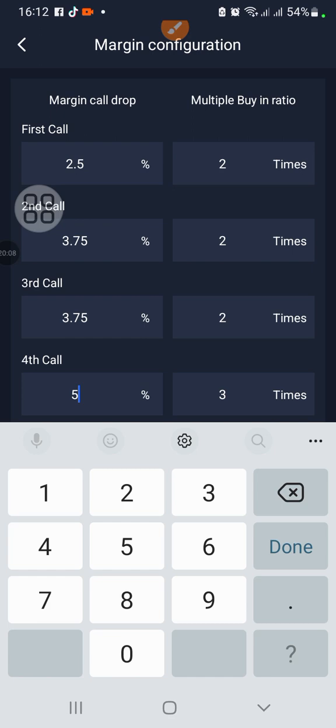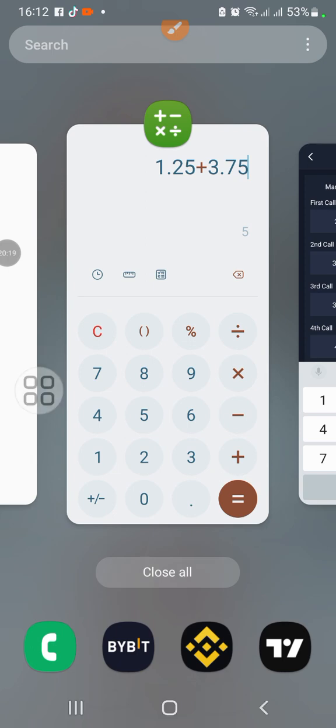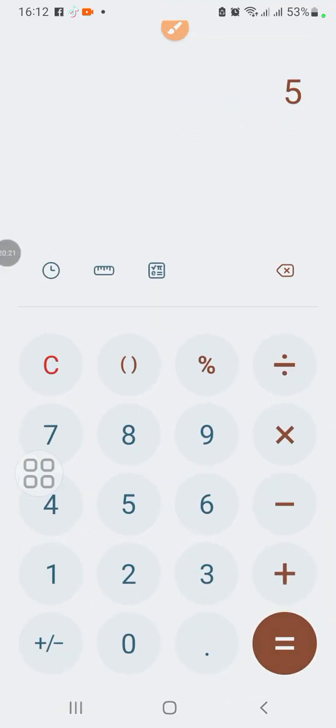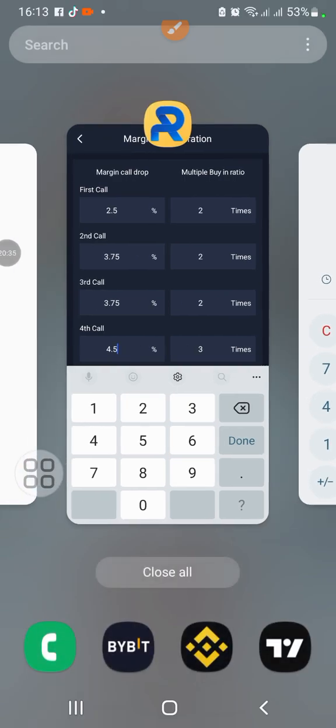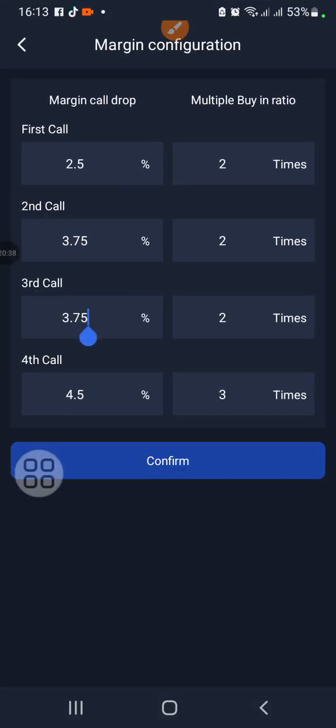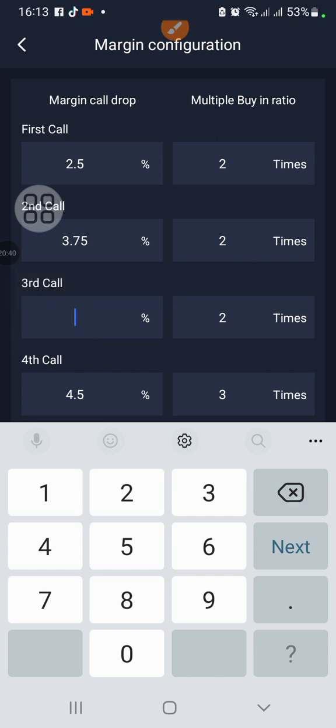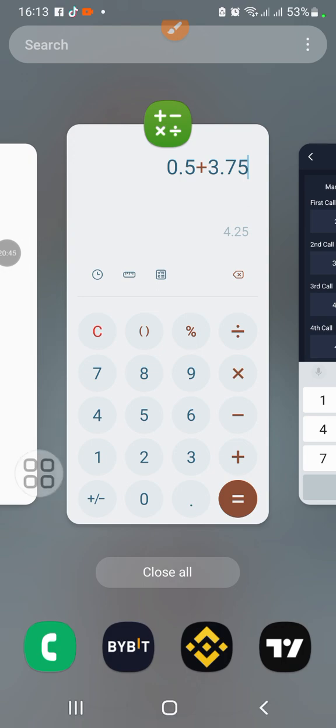Okay, if you understand. So when we come here, either we say this one should be 4.5. Then minus 4.5 leaves 0.5. So 0.5 plus 3.75, this margin call here can become 4.25. Okay, you just play with these numbers, you just need to understand what to do. So here we have 4.25.